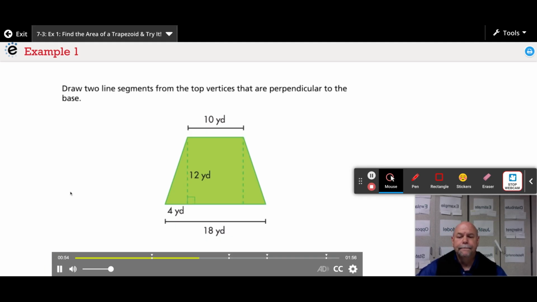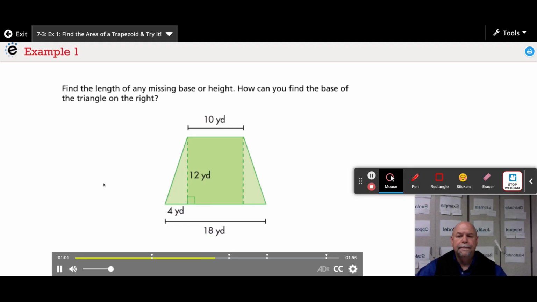Draw two line segments from the top vertices that are perpendicular to the base. And there's that word perpendicular again. Perpendicular lines are two lines that form an angle, and that angle has to be exactly 90 degrees. Anytime you see that little box written at an angle, that tells you that that angle is 90 degrees.